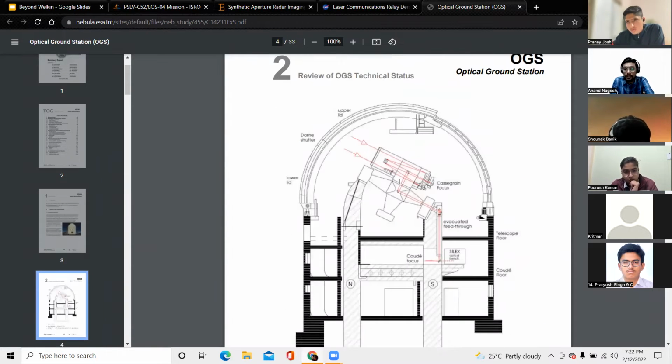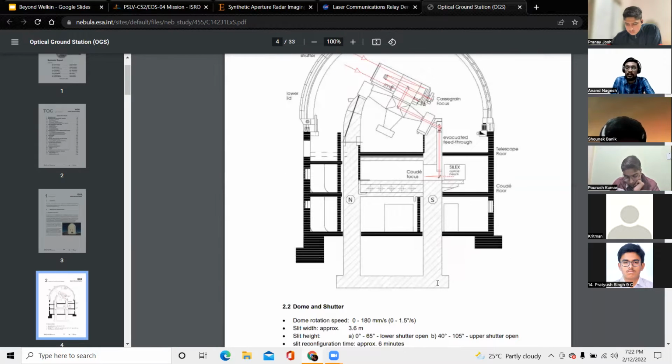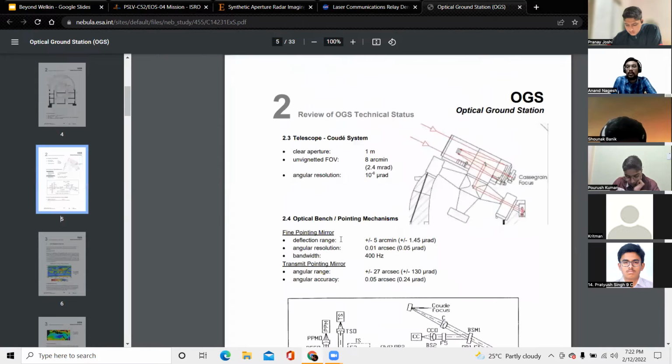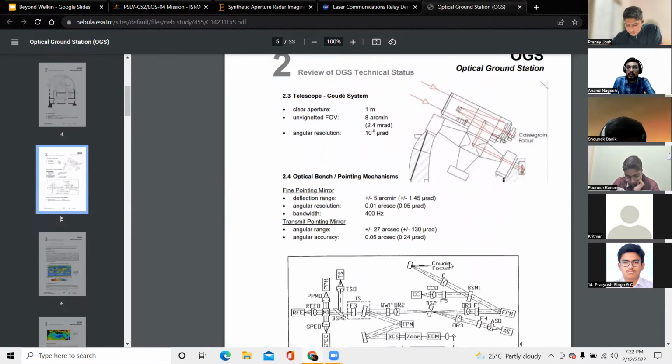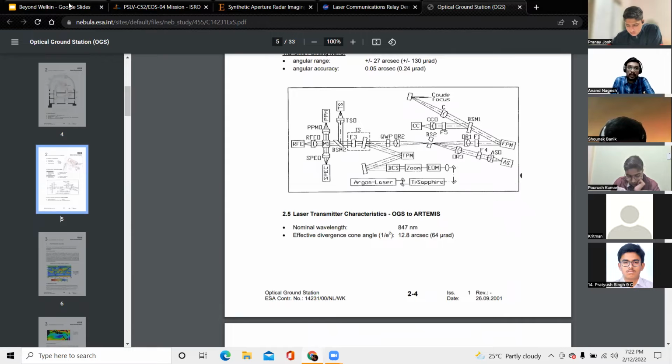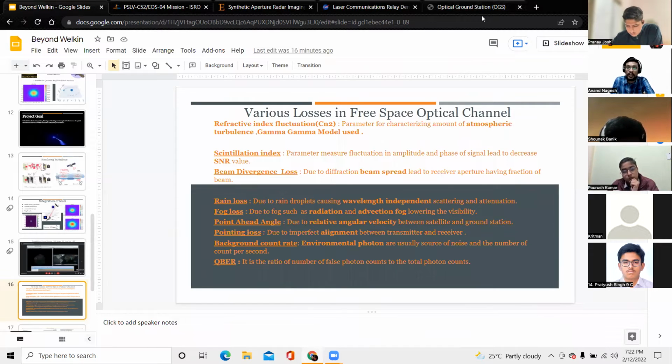Inside an optical ground station as well, there would be a laser which would be focusing on the satellite, and the data is then generated and stored in the system and then sent to any research center which requires this kind of data. So there are many people going ahead in the optical ground station part, because this might be the near future for satellites for better communication.